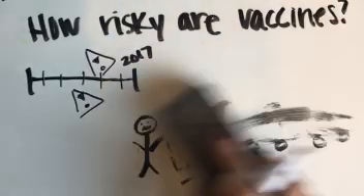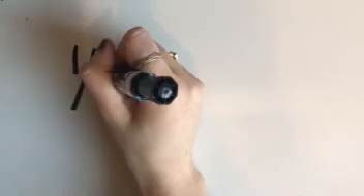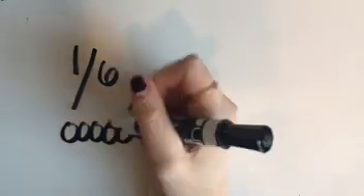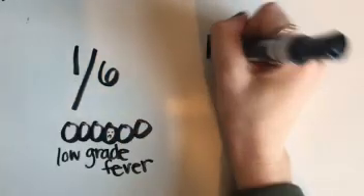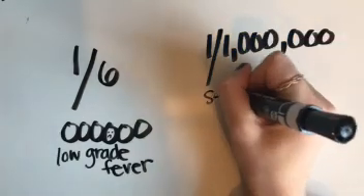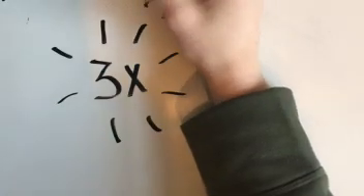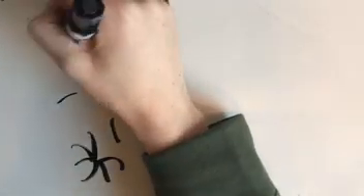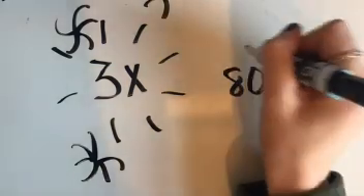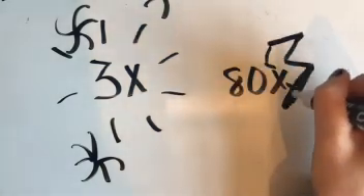The most common side effect for measles and mumps is a low-grade fever, which only occurs in 1 out of 6 recipients, and any serious reaction is less than 1 out of every million recipients. To put this in perspective, in your lifetime, you are 3 times more likely to be killed by a firework, and 80 times more likely to get struck by lightning, than to have a severe reaction to the MMR vaccine.